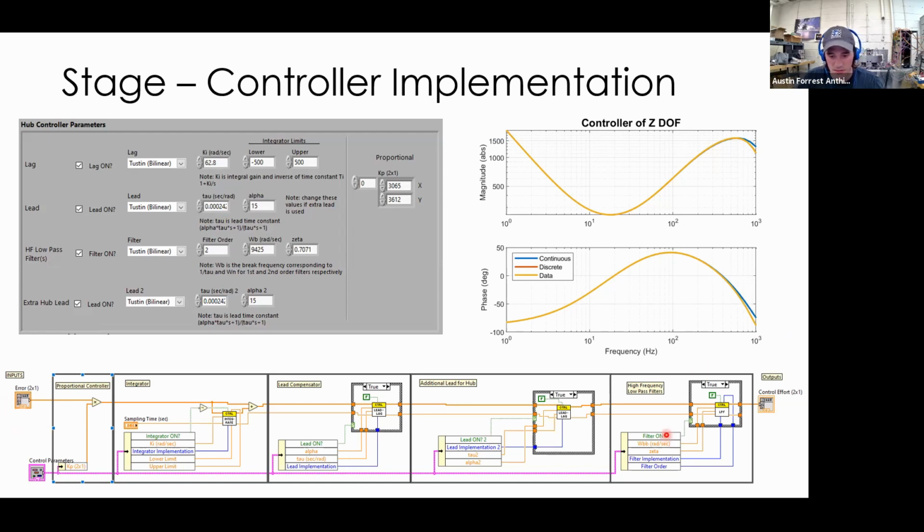It looks just like what we have been doing in class. So we multiply by kPa first. We break out the integral by itself so that we can set anti-windup. We add it back in and then run it through a lead. My hub had a second lead, and then I added a low pass filter at the end to increase my noise attenuation.